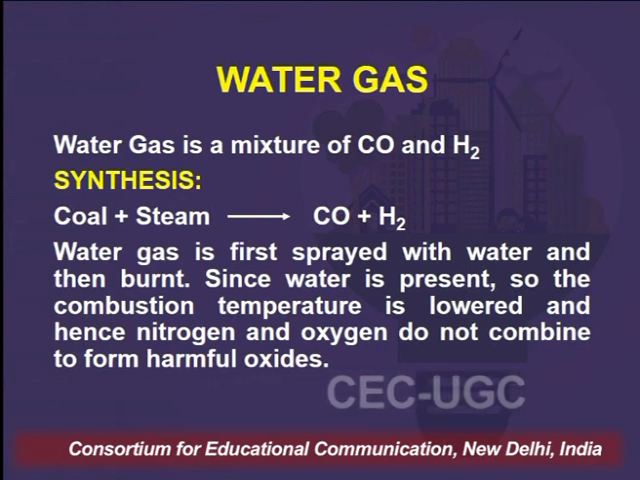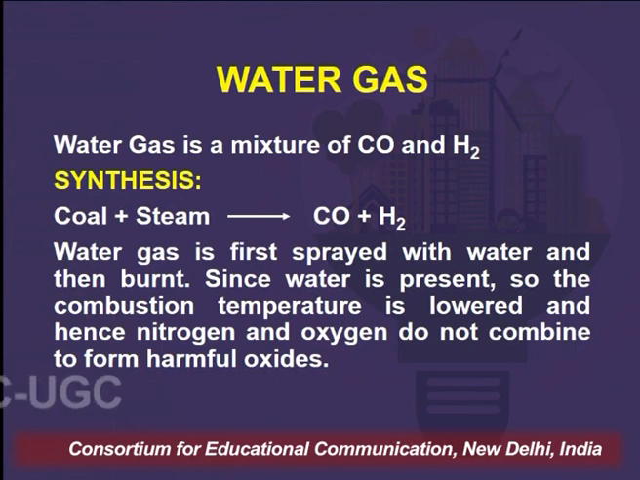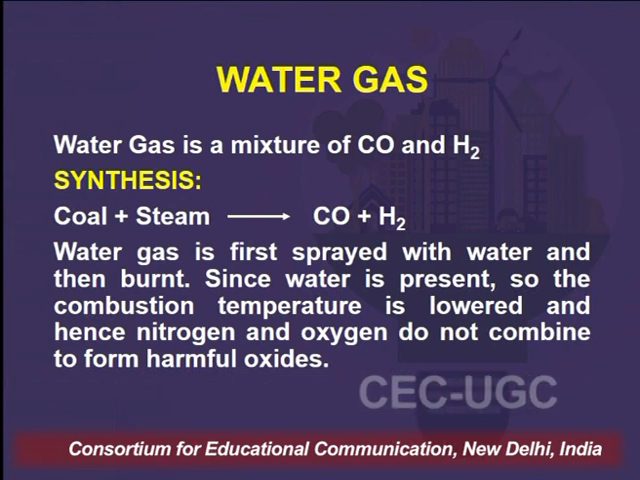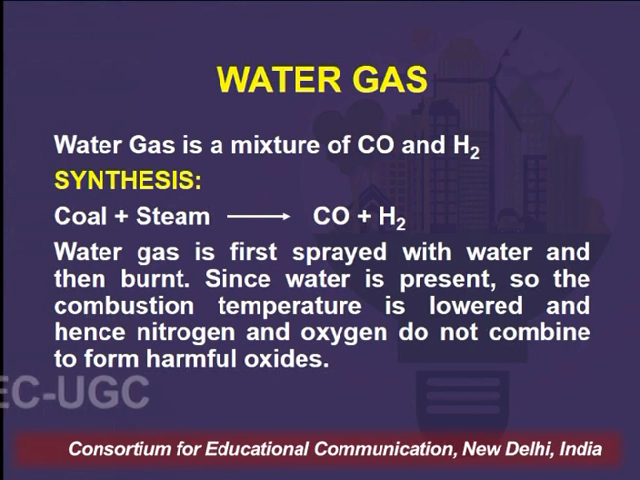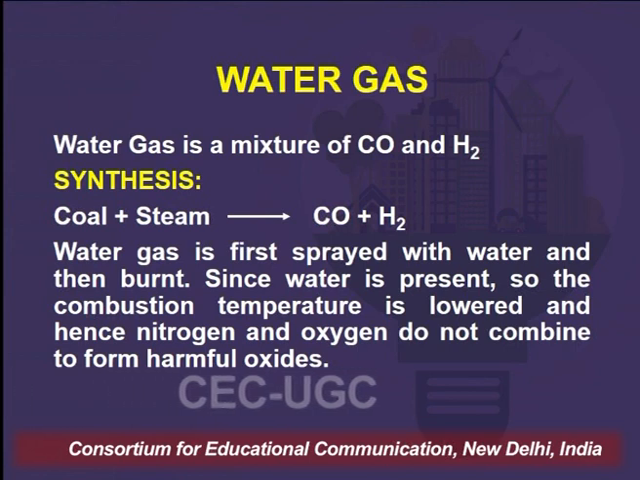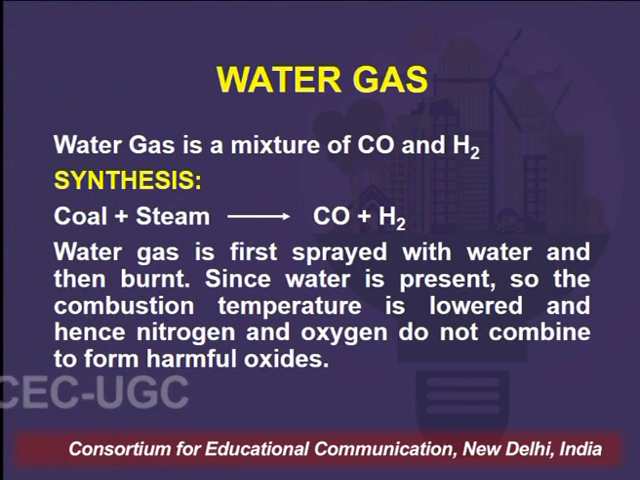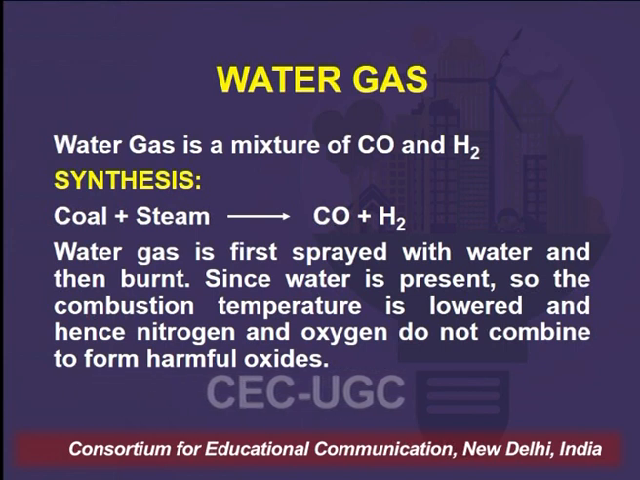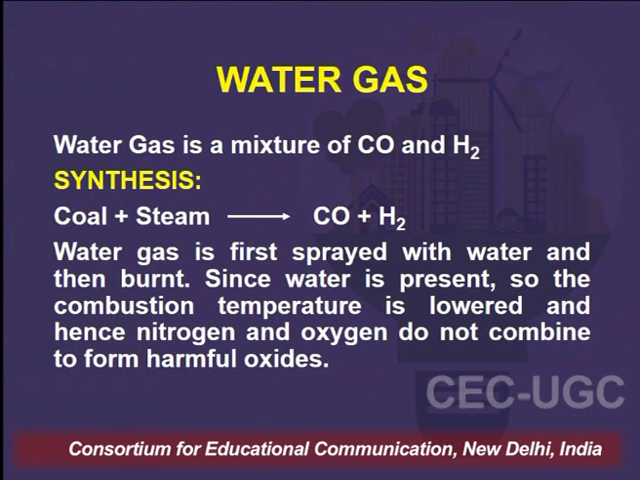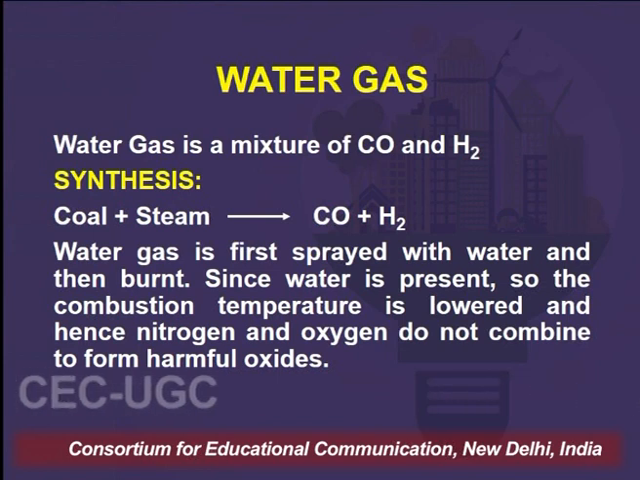Water gas again is a mixture of carbon monoxide and hydrogen. Its synthesis is carried out when coal reacts with steam. Water gas is first sprayed with water and then burnt. It is a source of fuel, energy. Since water is present, the combustion temperature is lowered and hence nitrogen and oxygen do not combine to form harmful oxides.